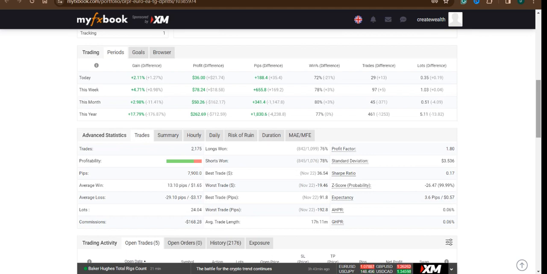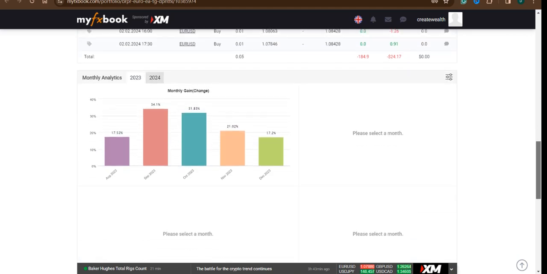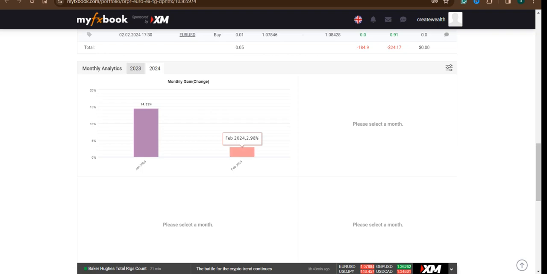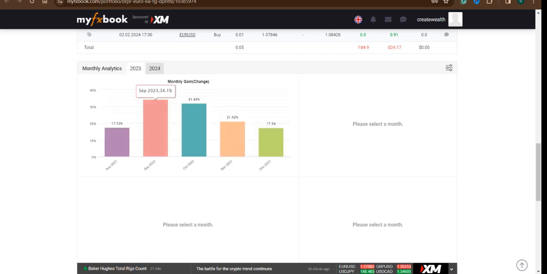Okay, and now if you like to see the monthly wise returns, then 2024 you can see 2.98%, and in January we made 14.39%, and monthly wise in August we made 17.52%, in September 34%, in October almost 32%, November 21%, and in December 17%.